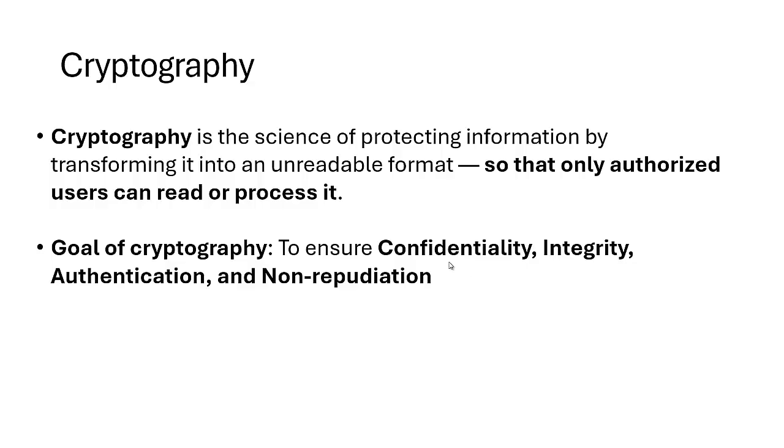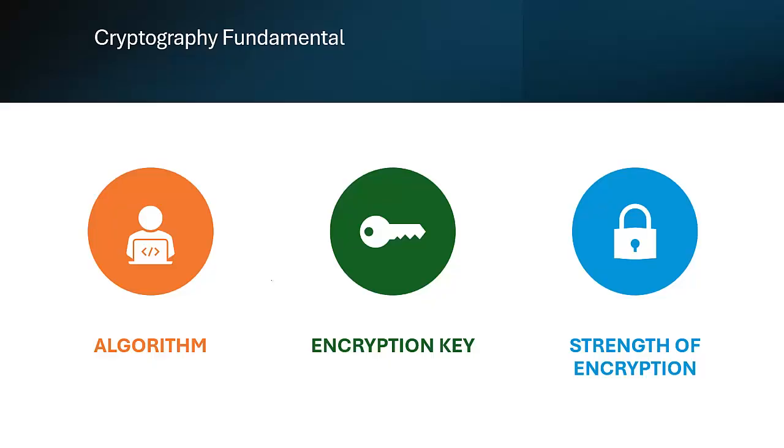So cryptography is used to ensure confidentiality, integrity, authentication, and, more importantly, non-repudiation. That is the most important part. See, one thing you need to remember in cryptography is that we have two important things: one is called an algorithm and one is called an encryption key. It is like if you want to lock your house, you need a lock, right?